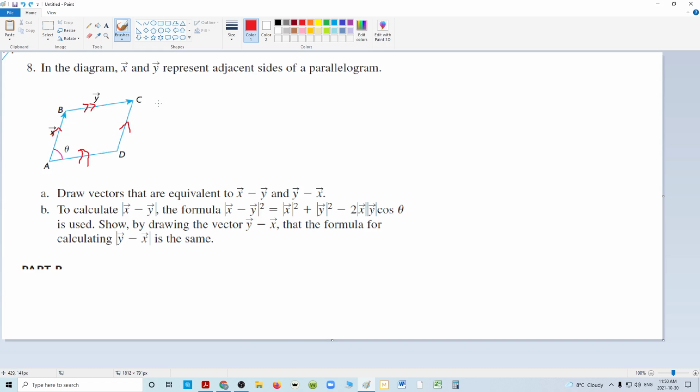So x and y represents sides of this parallelogram. Draw vectors that are equivalent to x minus y. Okay, x, so we're just taking x as is, but minus y is going to be the opposite direction. Okay, and if you were to travel it, it would be from C to B, but then at B it's going to go up to here. So the equivalent vector is this.